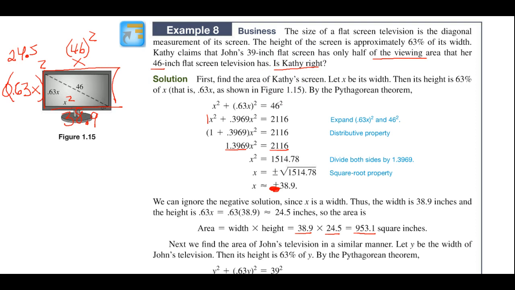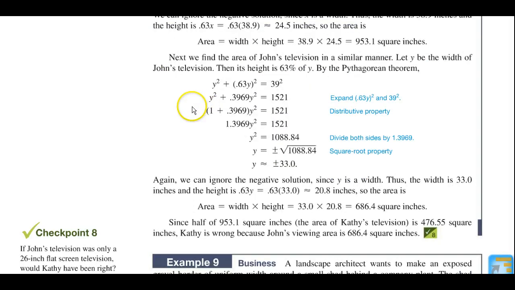So we have to keep that in mind because we're going to move on to the next section. So as the text is describing, we're going to take the other TV set now, which has a diagonal of 39 inches. And we've just changed the letters here a little bit so we can run that. And then following exactly the same procedure, we get our base is 33 inches. We reject the negative. We're not going to use that. And then 63% of the 33 gives us this. So when we multiply the two together, we see that this square inches compared to the other is much less, since half of this is this. Kathy is wrong, because John's viewing area is this many square inches.